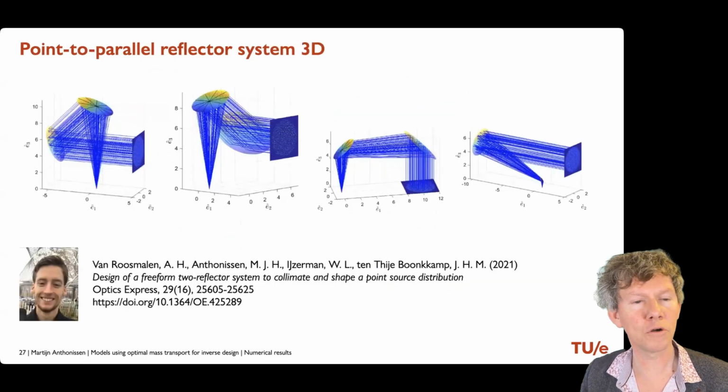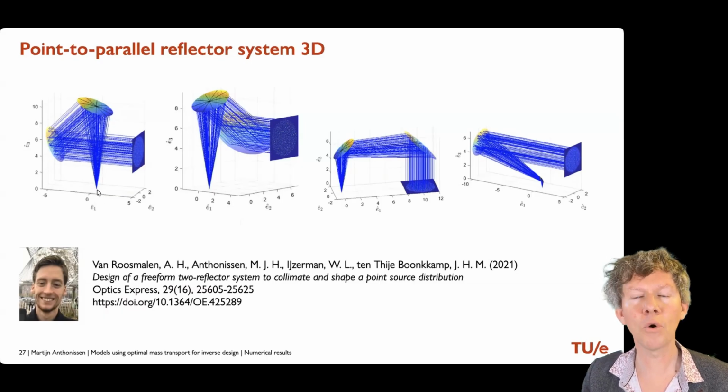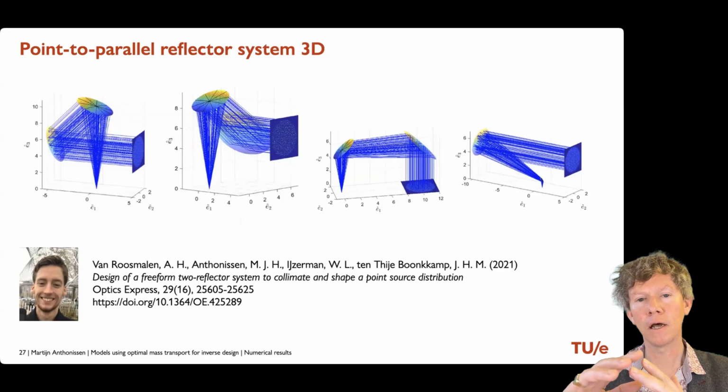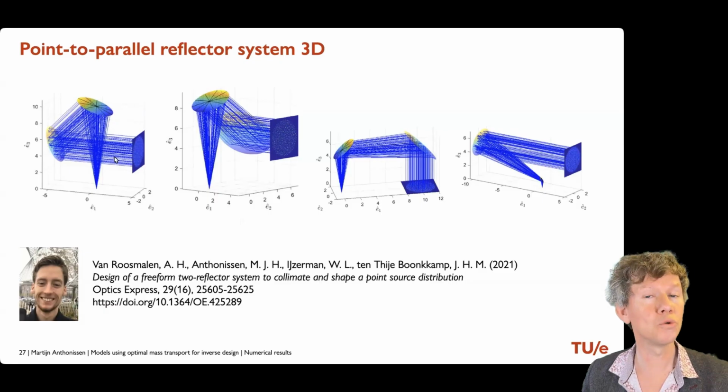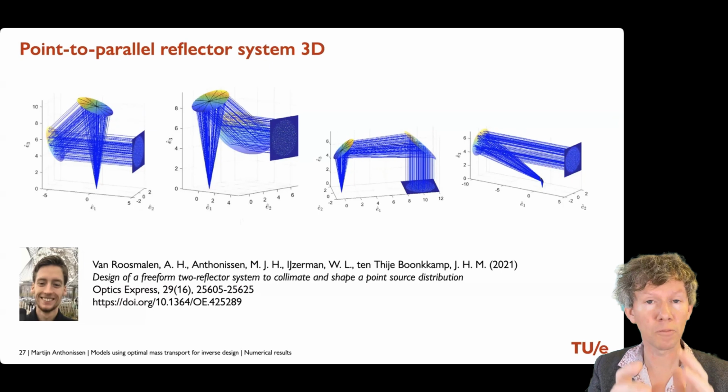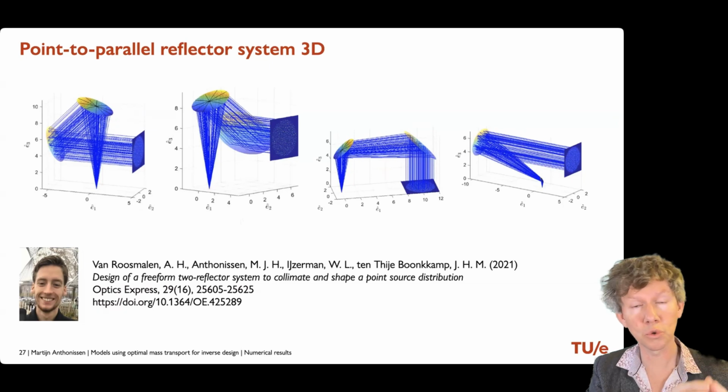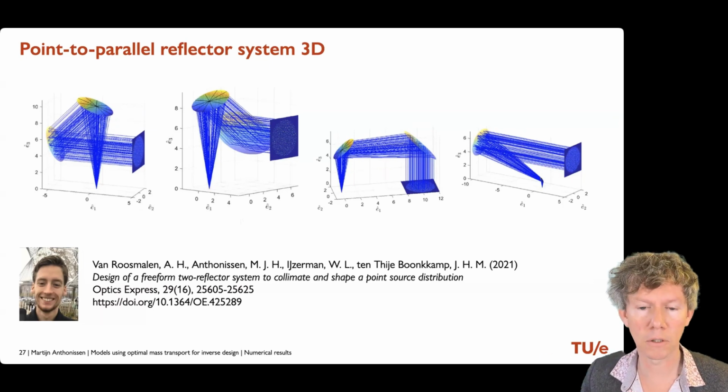Another example by Teun van Roosmalen, he worked on the point-to-parallel reflector system. So you have a point source, and here all the axes are free. And he computed the two reflectors that are needed to have a parallel beam and also do, of course, the energy transformation from a given energy distribution in the source to a desired one in the target.